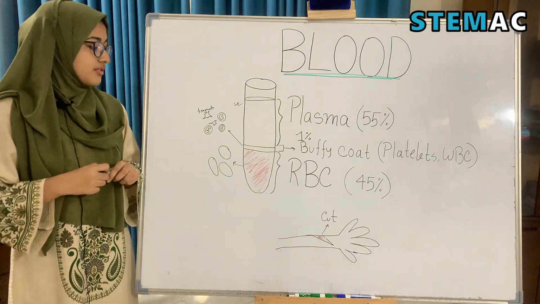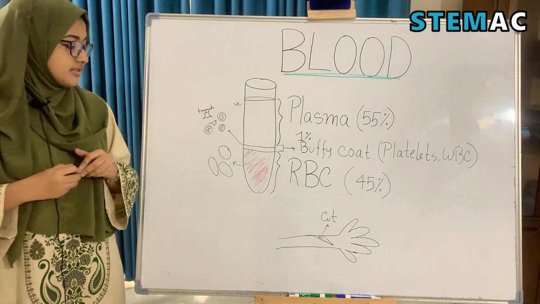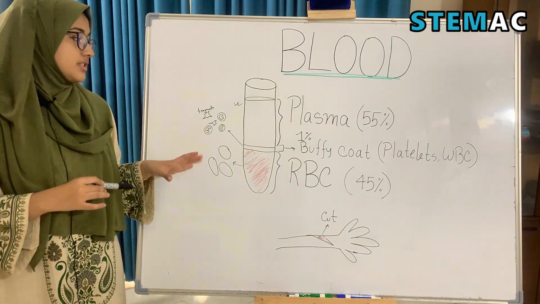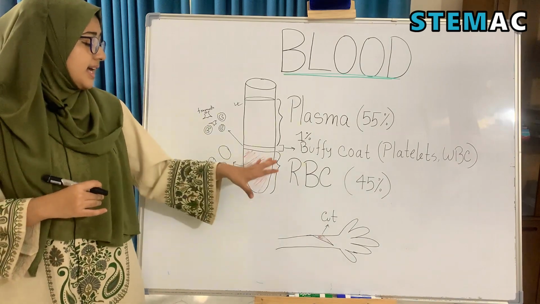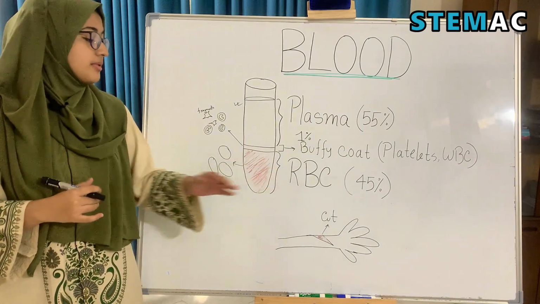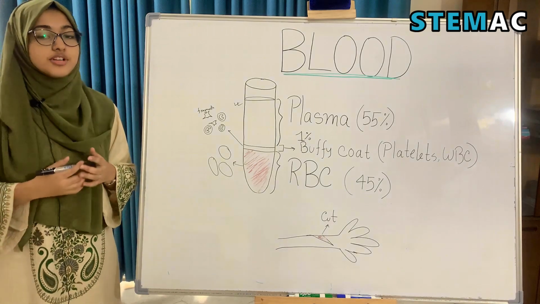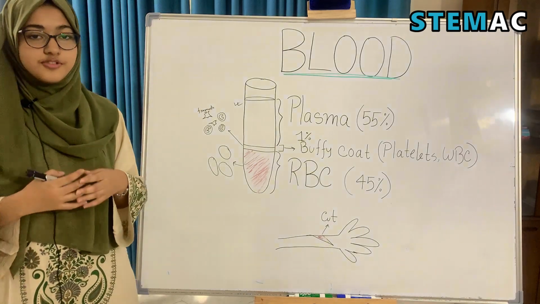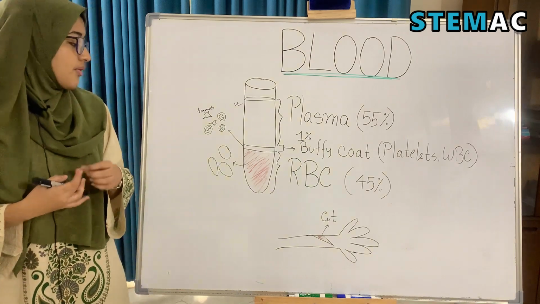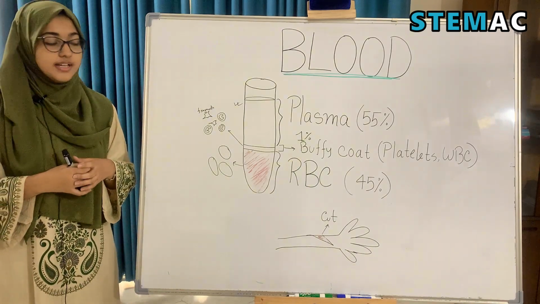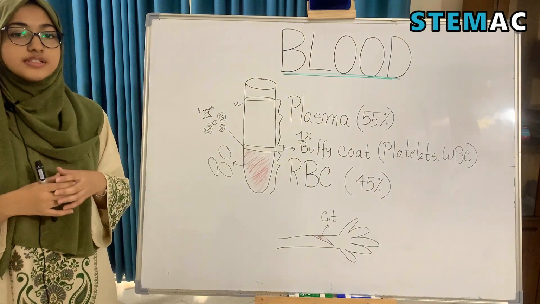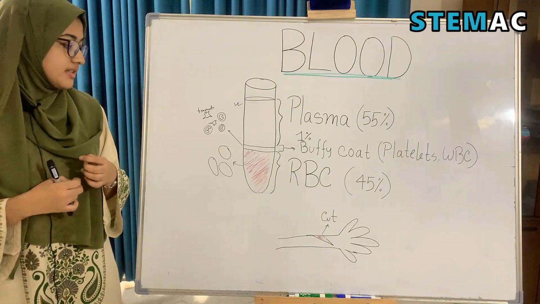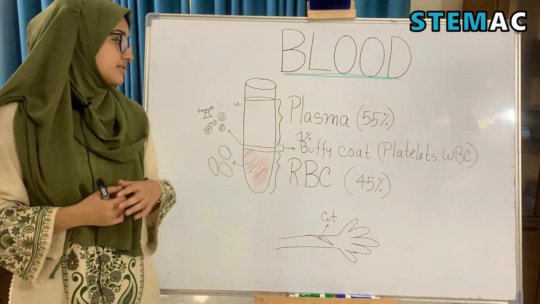Now we are going to briefly talk about the cells of the blood circulatory system. First we are going to talk about RBCs. RBCs, or red blood cells, also known as erythrocytes, help to transfer oxygen. When they are transferring oxygen and binding to oxygen, they give this bright red color. That's why they are called red blood cells.